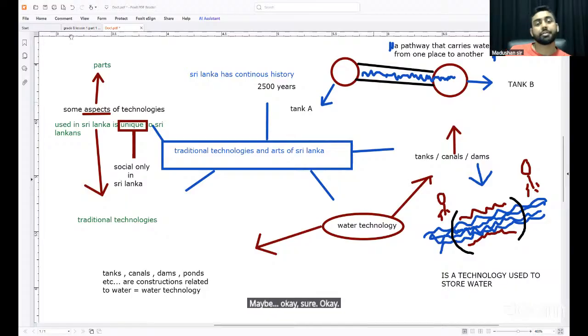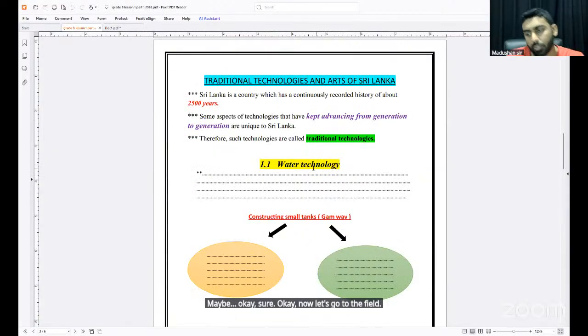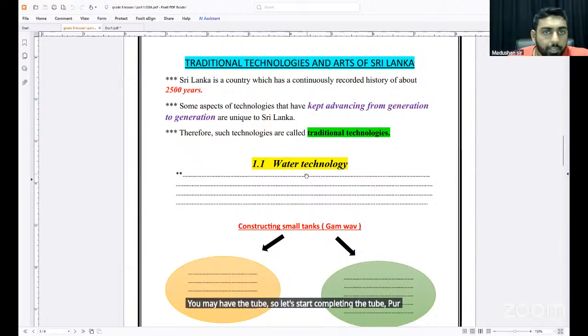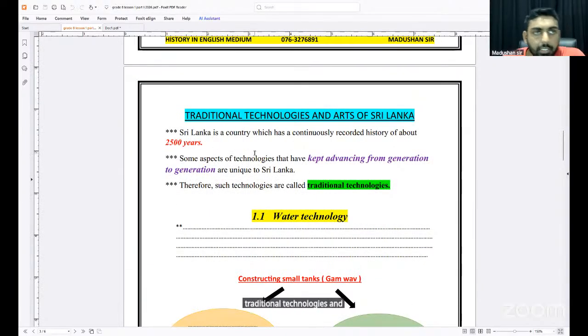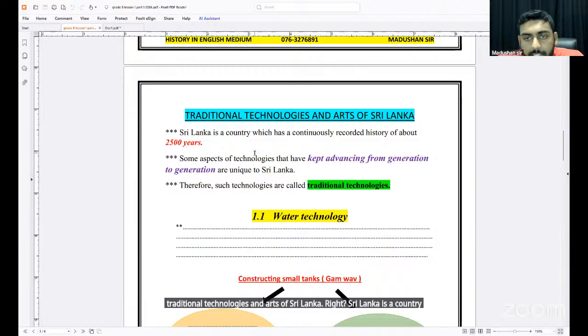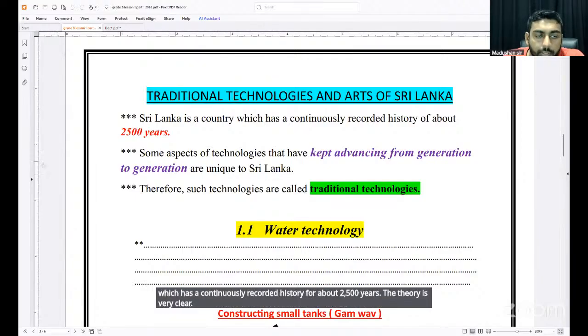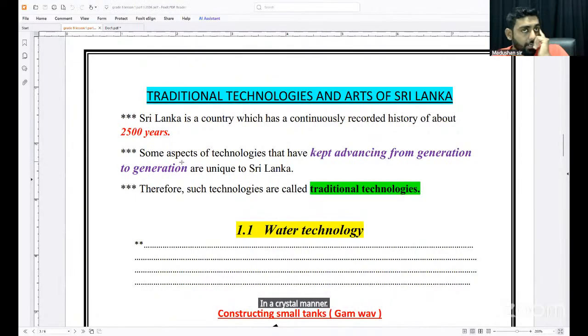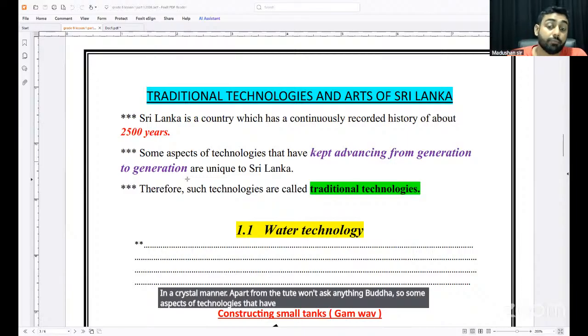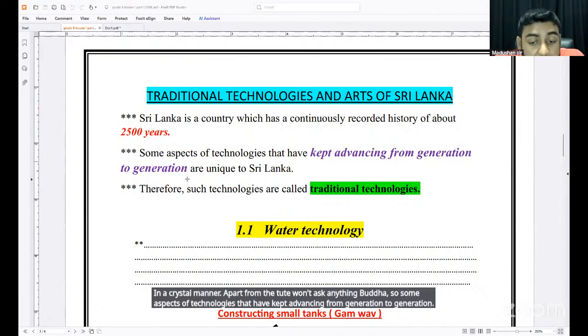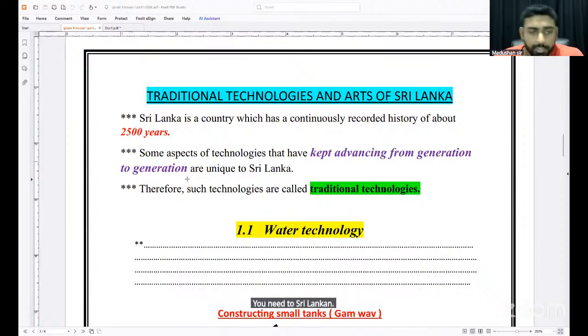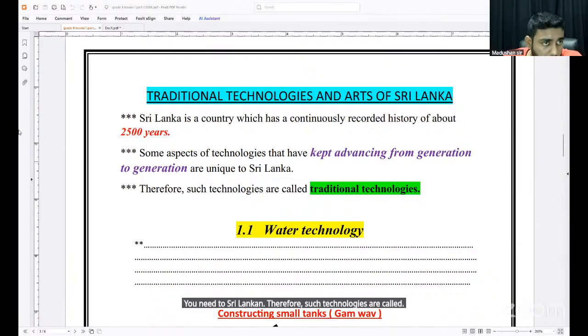Okay, now let's go for the tute. So let's start completing the tute. Traditional technologies and arts of Sri Lanka. Sri Lanka is a country which has a continuously recorded history for about 2,500 years. The tute is very clear. Apart from the tute, I won't ask anything. Some aspects of technologies that have kept advancing from generation to generation are unique to Sri Lankans. Therefore, such technologies are called traditional technologies.